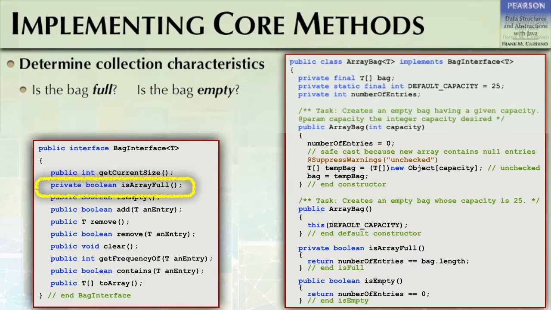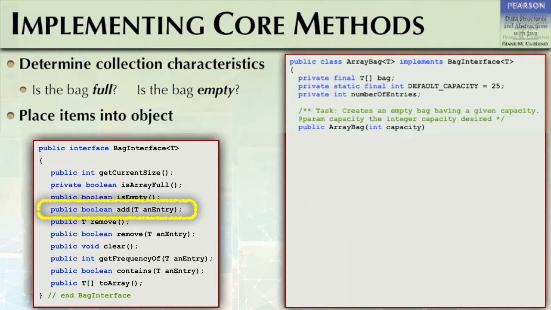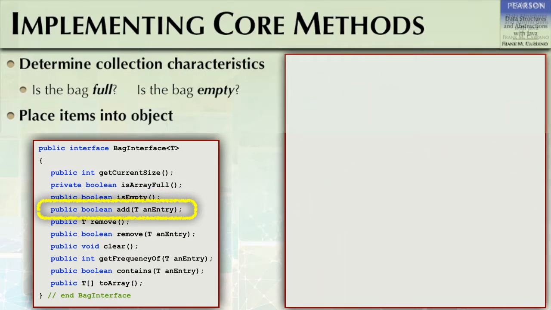A newly created bag should be empty, so we can use the method isEmpty to validate that a freshly created bag has no items. The number of entries data field should be 0. We can now check to ensure our bag is empty before adding items, and we can also check to see if it's full so we know when to stop adding. So it should be safe for us to implement the method to add items to the bag.